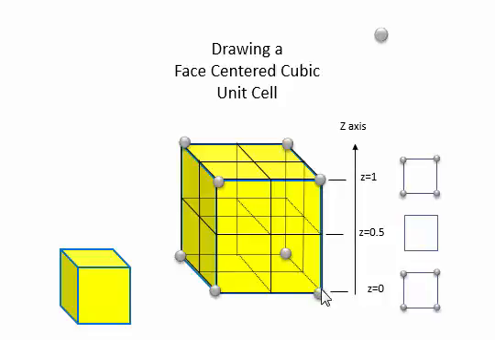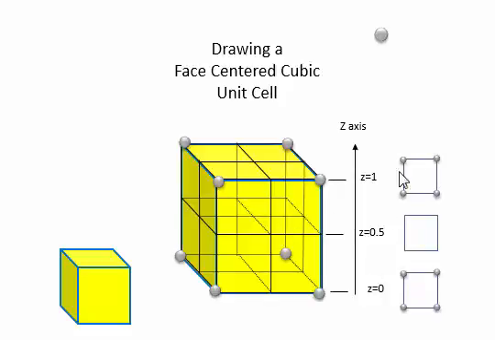Now, of course, this is only one unit cell. Each corner atom would be shared by 8 other unit cells. So remember, only 1/8 of each one of these contributes to the unit cell. Given that we have 8 corners times 1/8, there is effectively only one atom contributing to this unit cell.